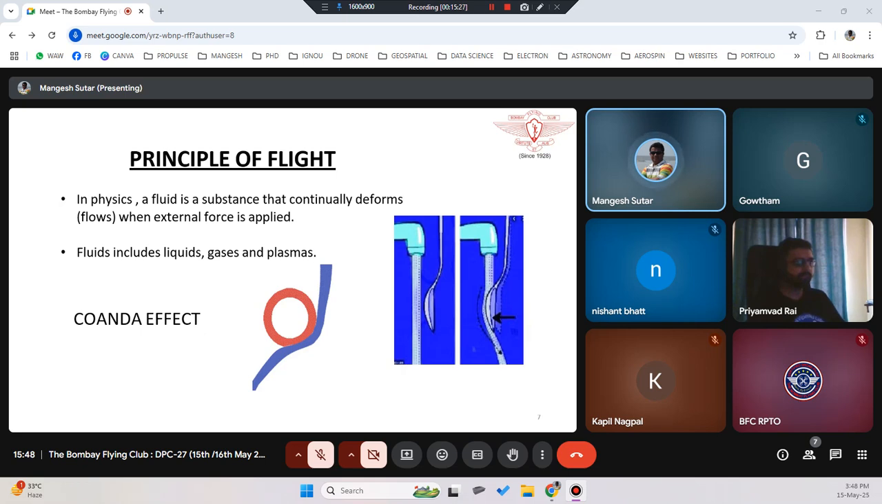Similarly, air is nothing but a gas. So it will follow the same principle of a fluid, or gas, or plasma. It will deform around the surface. So when air is flowing around the wing, as it hits the leading edge, the air will flow above the wing and below the wing also. So that is what we call the Coanda effect. Not only above the surface but below the surface also the air will flow.